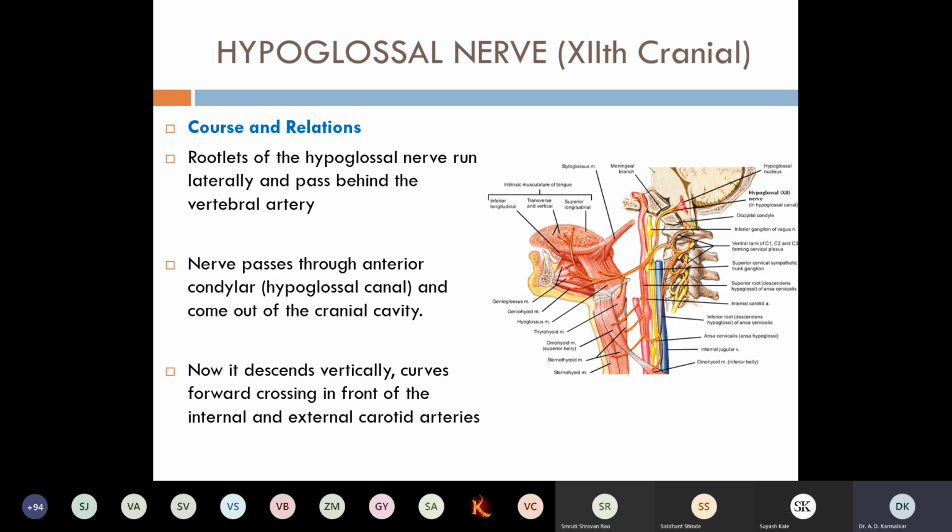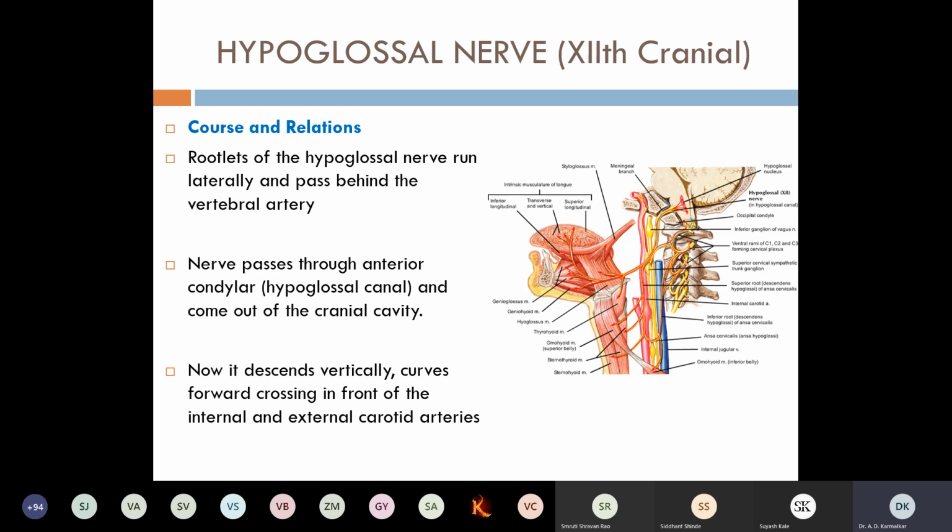Now what happens there? These rootlets of the hypoglossal nerve run laterally and pass behind the vertebral artery. Here I have shown the foramen also, which is called the anterior condylar foramen, also called the hypoglossal canal. So the rootlets join, run laterally just behind the vertebral artery, enter the hypoglossal canal and come out through the hypoglossal canal.